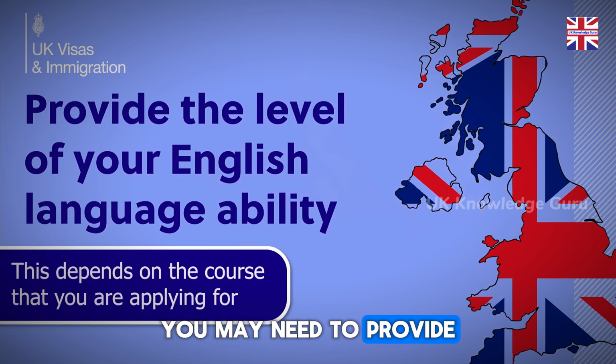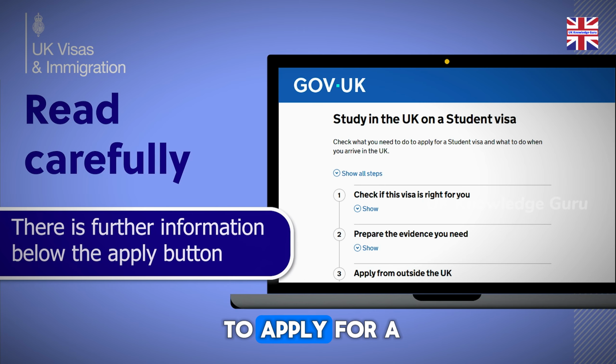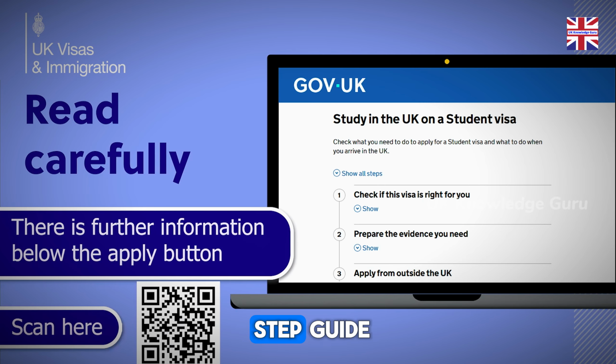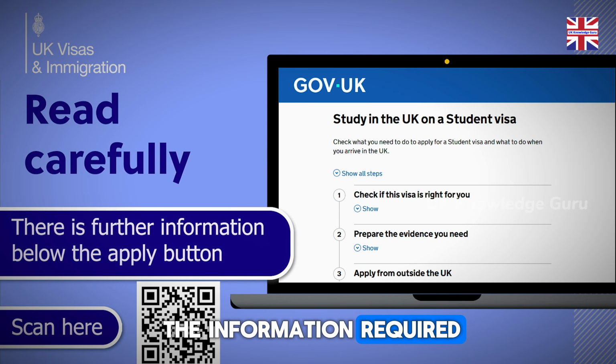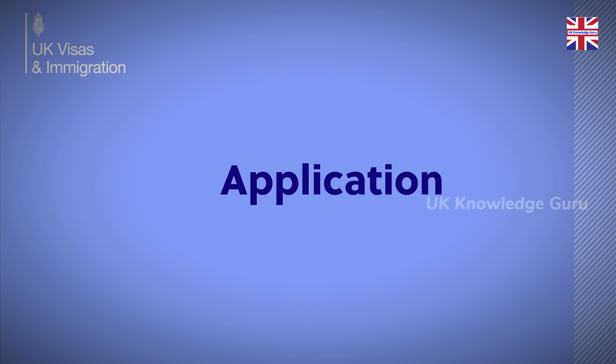You may need to provide the level of your English language ability. Start. The Student Visa Guide explains everything you need to know to apply for a student visa, including a step-by-step guide to walk you through the information required. Have all of your documents and information ready before you start your application.